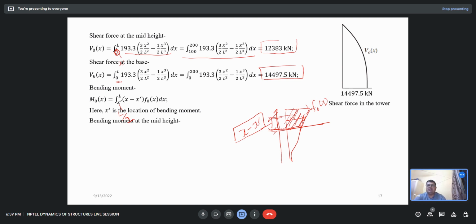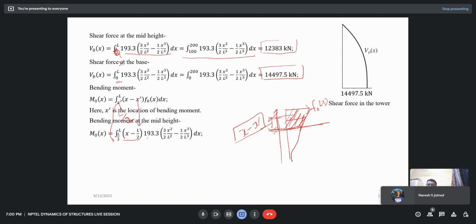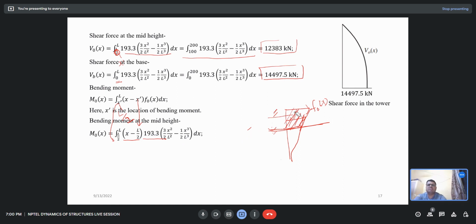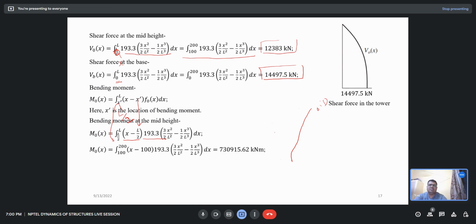For the bending moment at mid height, x dash becomes L by 2. Same as this one. So this is our lever arm, and this is our force, 193 into this. If you do the integral of this at L by 2, that is 100, you will get your moment. This much of moment, 7.3 into 10 raised to power 5 kilonewton meter.